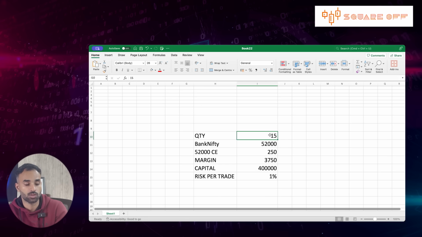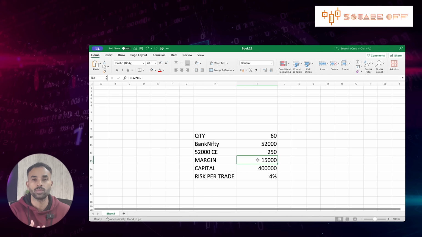So now SEBI is increasing the lot size to 4 times, which means the current quantity of 15 will be increased to 60. So the same one lot, after the new rule, if I buy, then my risk per trade increases from 4,000 rupees to 15,000 rupees, because I cannot trade below 60 quantity. I can only trade minimum 60 quantity. So in this case, my risk per trade is around 15,000. So if I use the same capital of 4 lakhs, then my risk per trade increases from 1% to 4%.